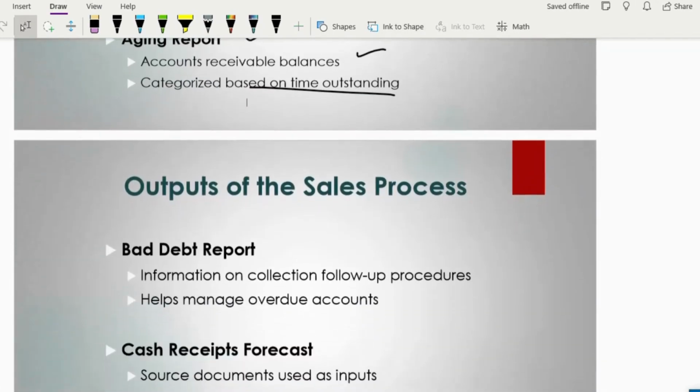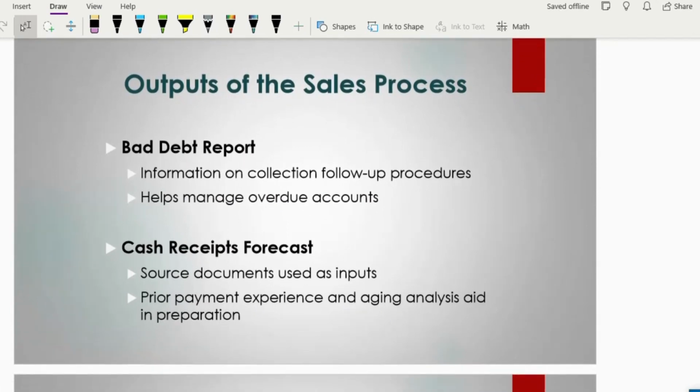Then we can also generate the bad debts reports, because we need to know how many accounts receivable are near to bad debts, so that we can start the follow-up procedure with them, or it helps us manage our accounts receivable properly. Also, because companies do credit sales, we can generate the cash receipts forecast based on the sales, that is, how much sales will be giving us money in the future.